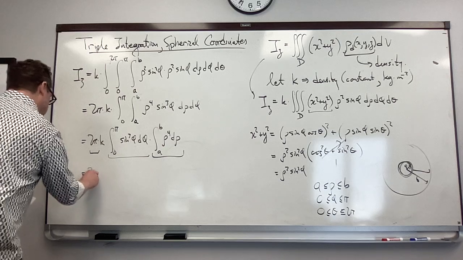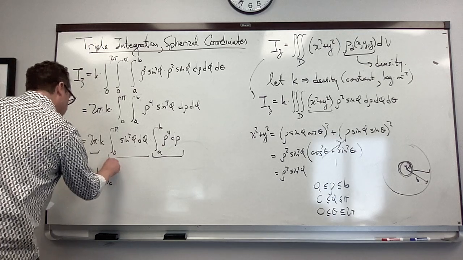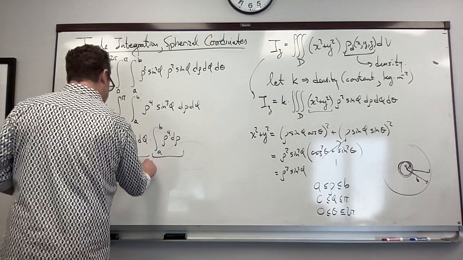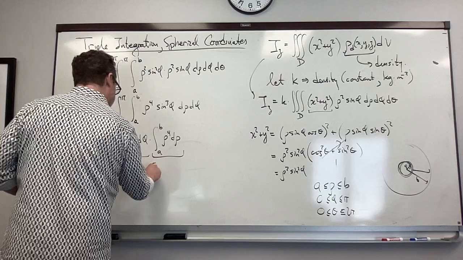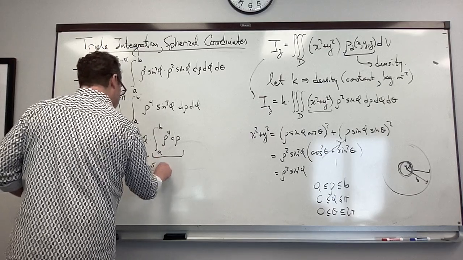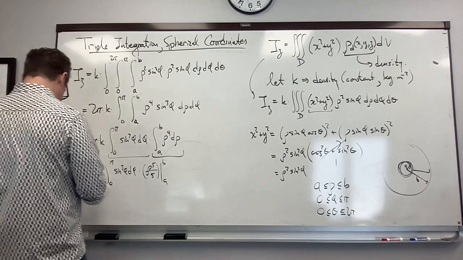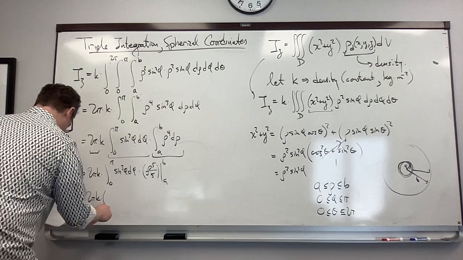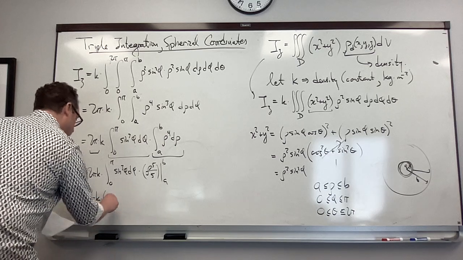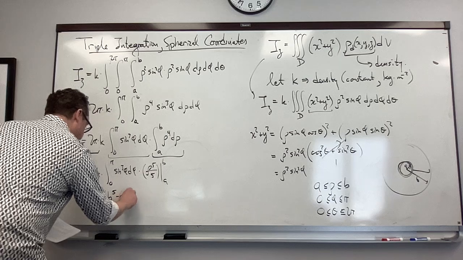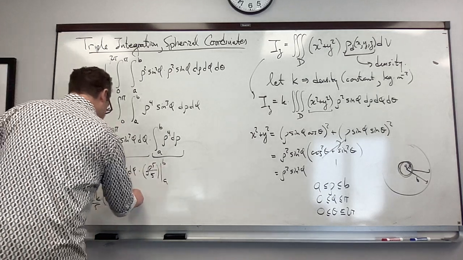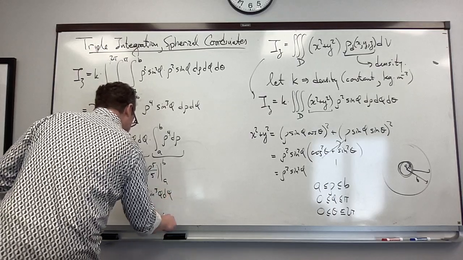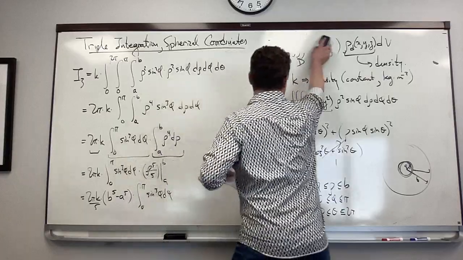So I'll just go 2 pi k, 0 to pi. We'll deal with this little mess in a minute. This becomes rho to the 5th over 5, from b to a. So this becomes 2 pi k times, over 5, b to the 5th minus a to the 5th, times the integral from 0 to pi of sine cubed phi d phi. Okay, so we're almost done.